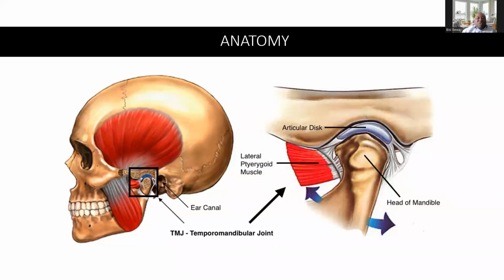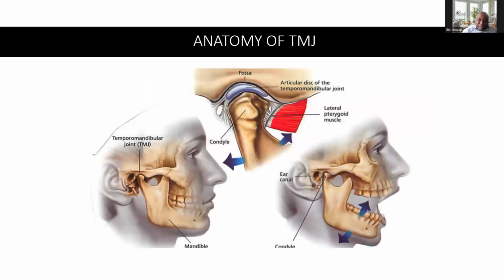And when it's in health, you've got that articular disc. So in the joint, there's always a disc in between the base of the skull and the lower jaw, so that when you open and close, everything moves together as one. Let's go on to the next slide.